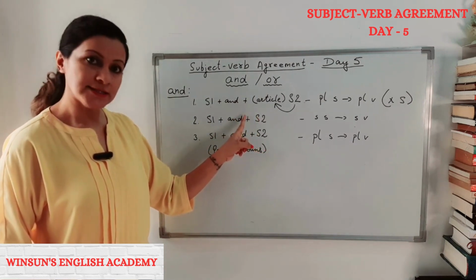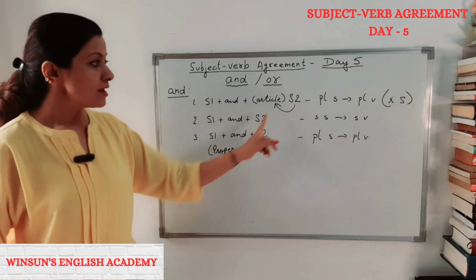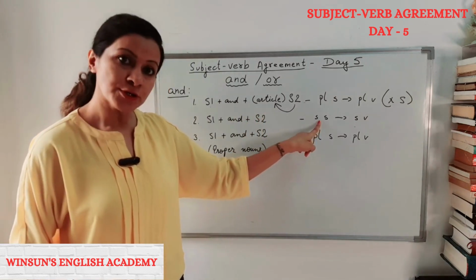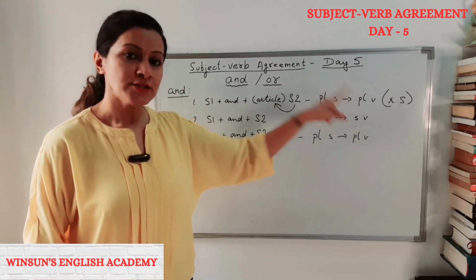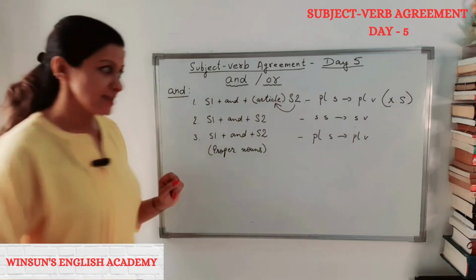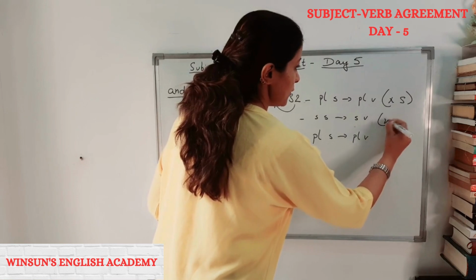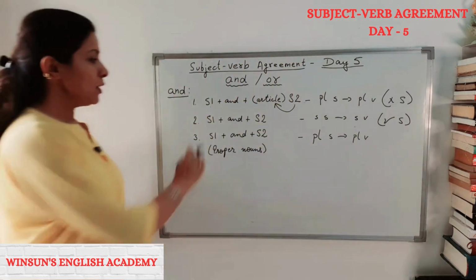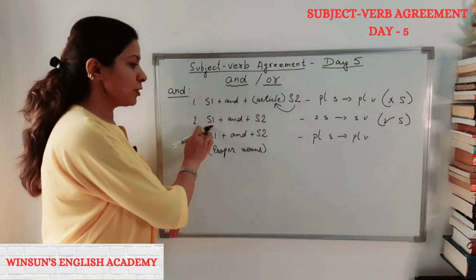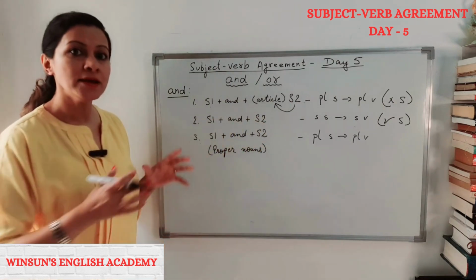Now, the second rule says if we have subject 1 plus and plus subject 2 and there is no article here, in this case, we take it as a singular subject and then it takes the singular verb. Singular verbs have S or not? Yes, they have. Because in this scenario, we either talk about the same person or the same thing.